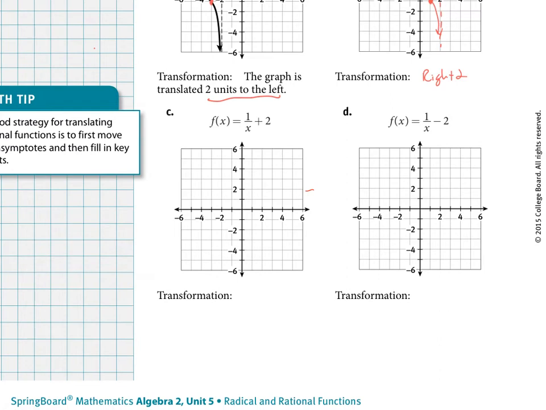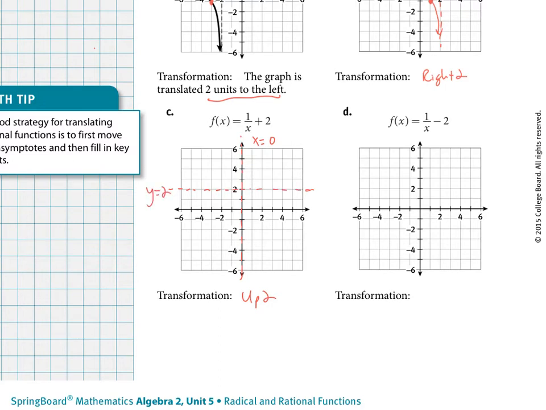This one down here, 1 over x plus 2. Now, notice it's on the main level, so that is going to be an up 2. It's affecting the output, or the y value. So in this case, my vertical asymptote will not move, x equals 0, but my horizontal asymptote would be shifted up 2 to be at y equals 2.